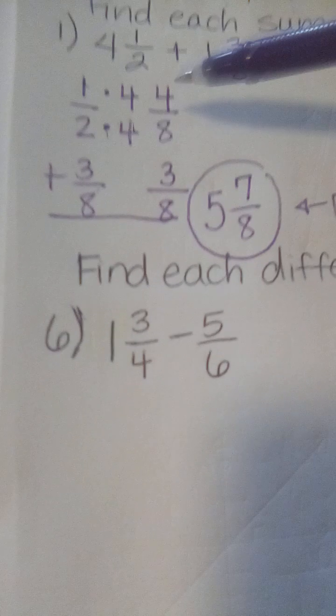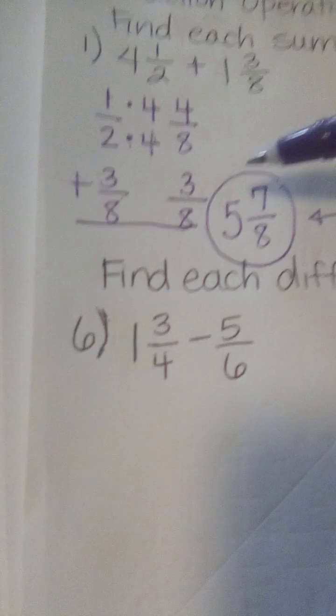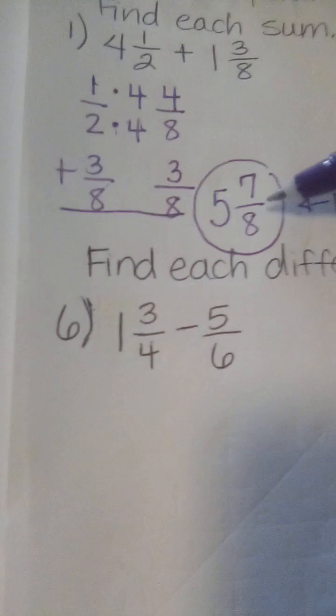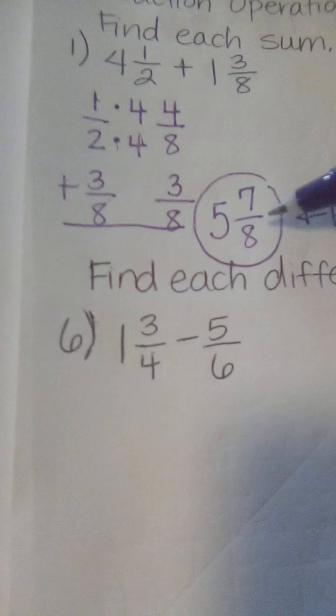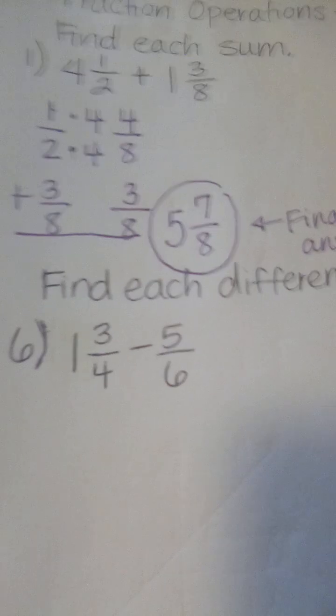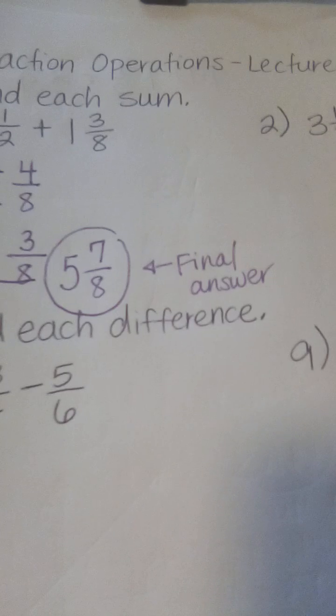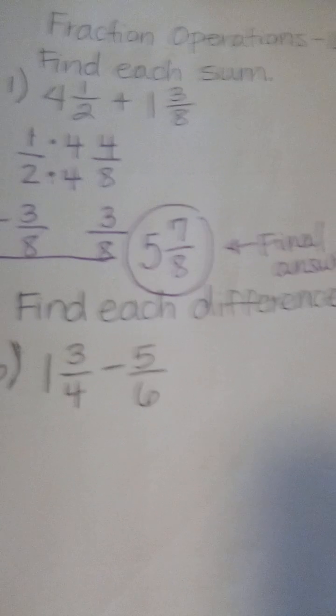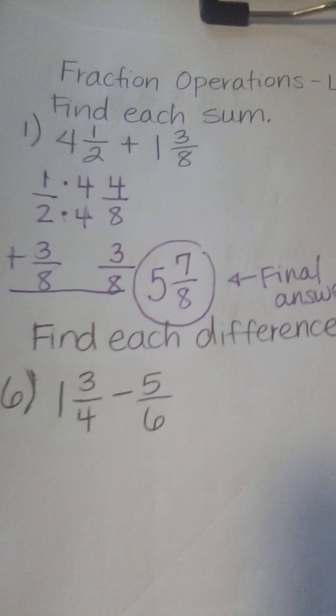1 times 4 is 4. We add those two new fractions. It gives us 7/8. And then once you have that 7/8, we'll add those two numbers as a whole number, and that gives us a final answer, which is 5 and 7/8. So before we get any further, any more questions on this part? On this problem, actually.